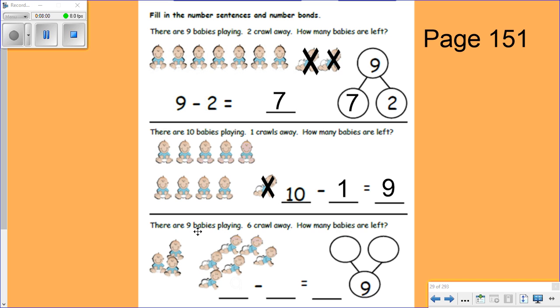There are 9 babies playing, 6 crawl away. How many babies are left? Put X's on what you need to, fill in the number bond, and fill in the equation. Pause the video so you can do this work, and then hit play so we can check your answer.